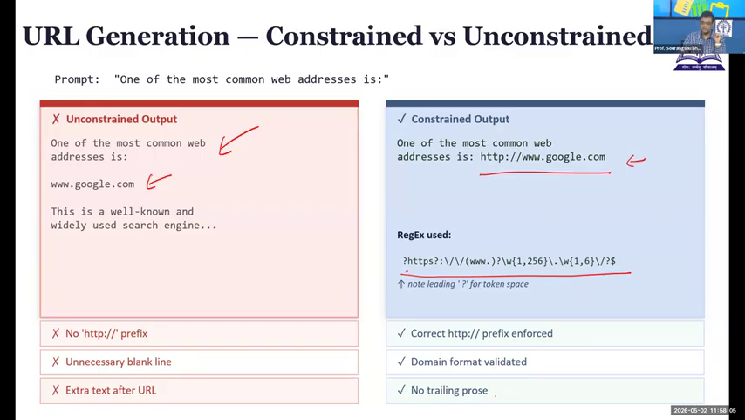Also, no trailing prose. After generating this, it may not stop. It may generate some more text, like, this is a well-known and widely used search engine, and so on and so forth. With constrained decoding, you are also stopping that. So first of all, it is putting this, and it is also stopping the generation of the trailing text. That is the advantage. So you can directly use this string in your application now.